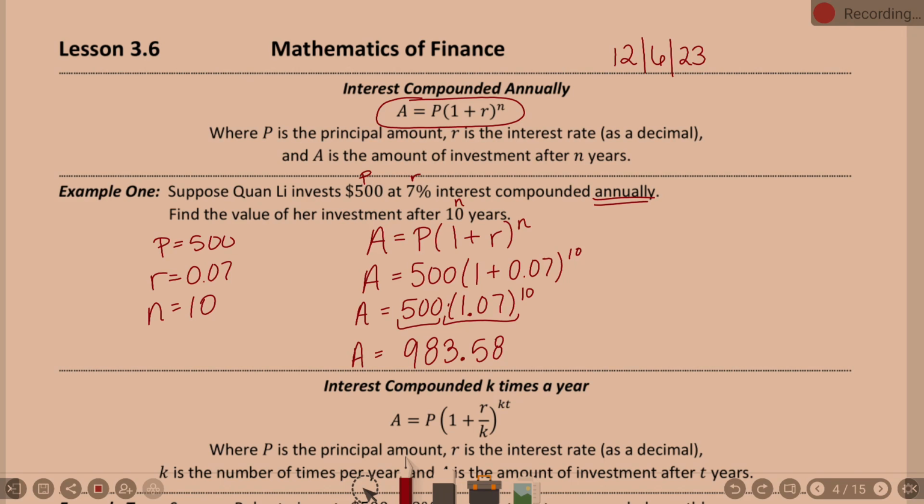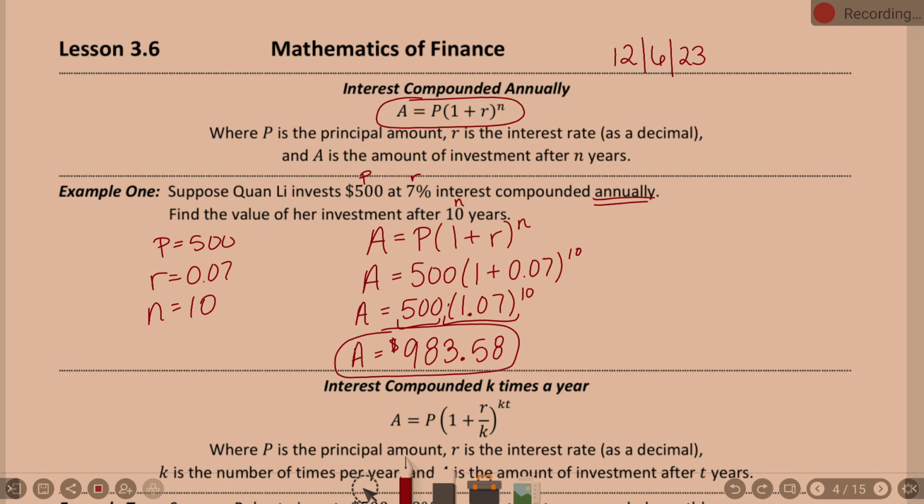Okay. What label am I putting on that? Money. So this is $983.58. Have we done this before? Yes. Okay, so that is our one example, and again, that was just basic compounding annually. That's your basic compound interest formula.